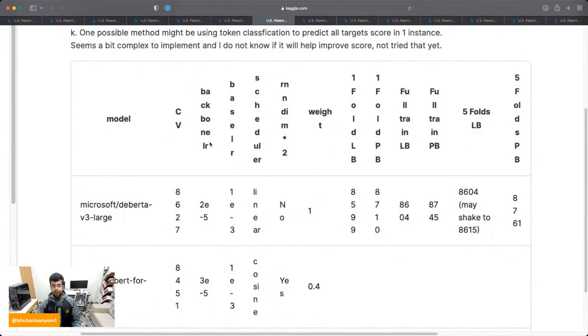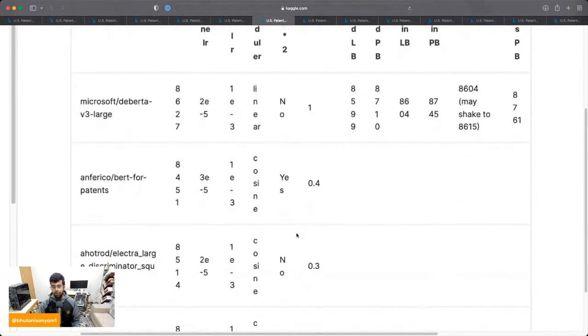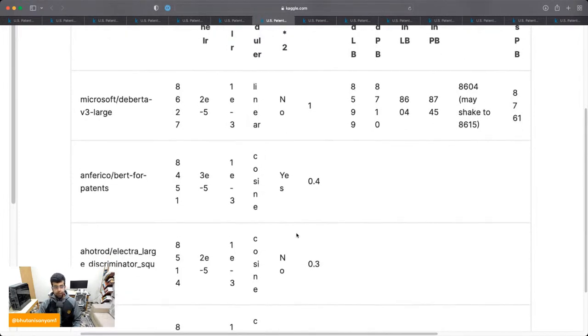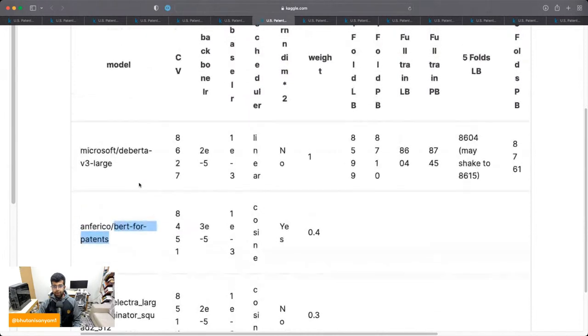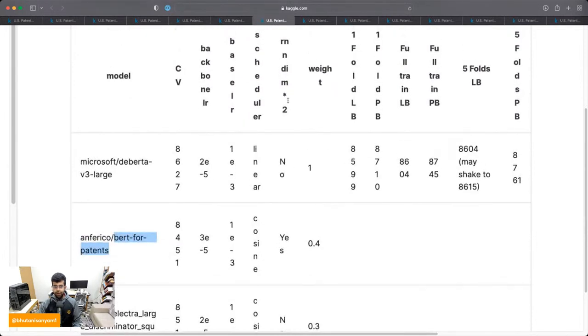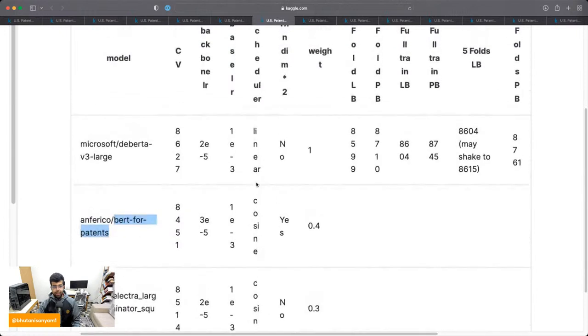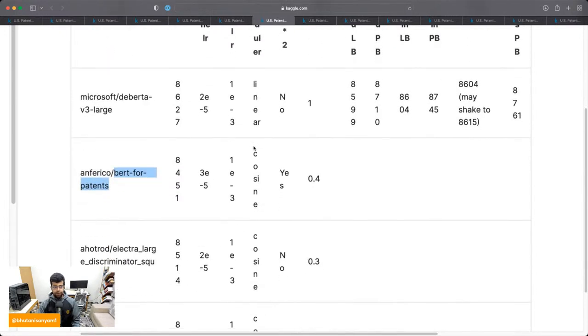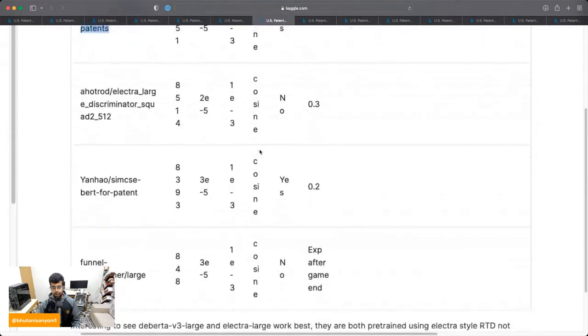Here he shares the models that ended up in his ensemble. So on the left, you can see the model name. This is the CV score, the learning rate for the backbone, the scheduler he had used, and if he had doubled the RNN dimension, and the weight that this was given in the ensemble. So you can see for all the BERT-based models, he had doubled the RNN dimensions. And it's a nice mix of models. For DeBERTa Large, he had a linear scheduler. And for all others, it was a cosine scheduler.